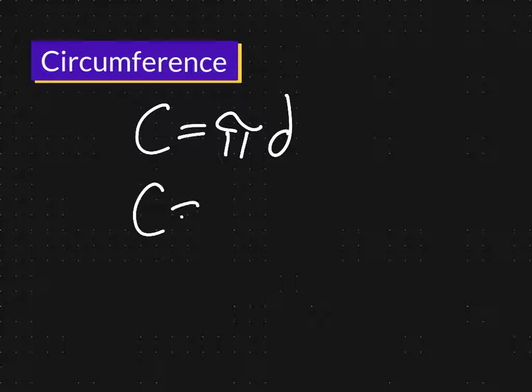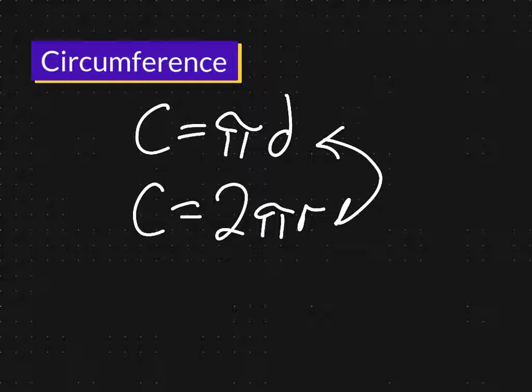There are two different formulas that you might see for calculating circumference, but they actually mean the same thing. So one is circumference is equal to pi, and you remember that's that special number 3.14, times diameter, or d. And the second formula is c equals 2 pi r, and r stands for radius. And these actually mean exactly the same thing because the diameter is twice as long as the radius.